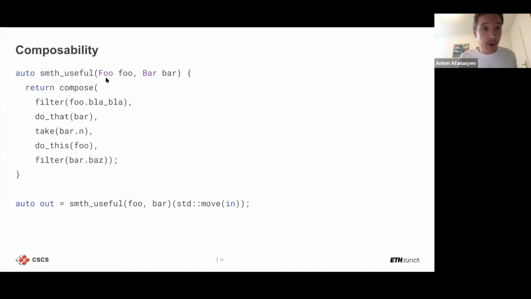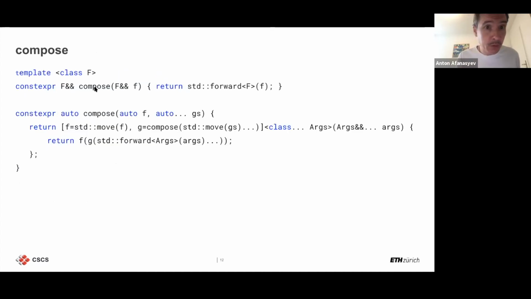So our algorithm literally is a composition of other algorithms, and now it looks much nicer and more readable. The problem is that we should implement this compose function. Turns out it's not a big deal.